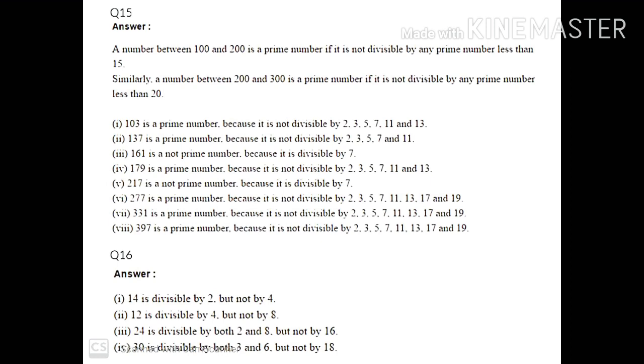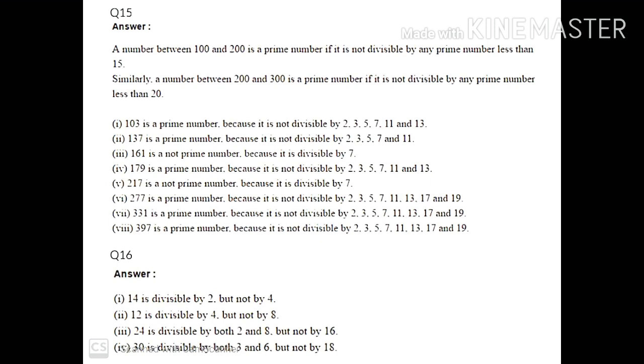Now come to the next question, question number 16. Give an example of a number which is divisible by 2 but not by 4. We can give the example of 14. We know that it is divisible by 2 but not by 4. The next question is a number which is divisible by 4 but not by 8. The example can be 12.